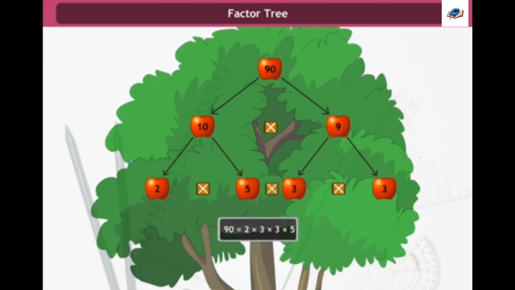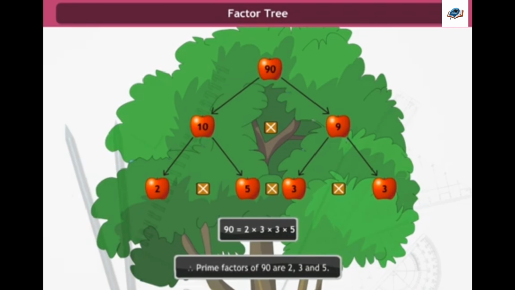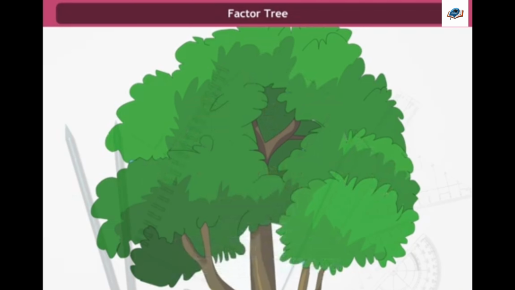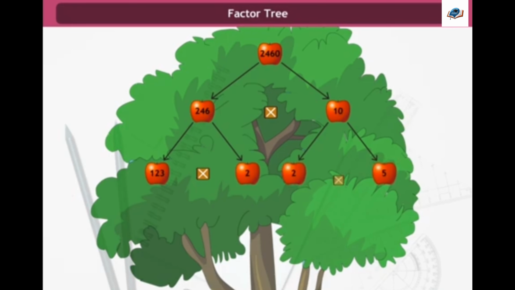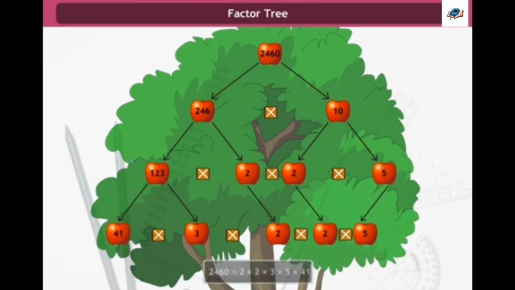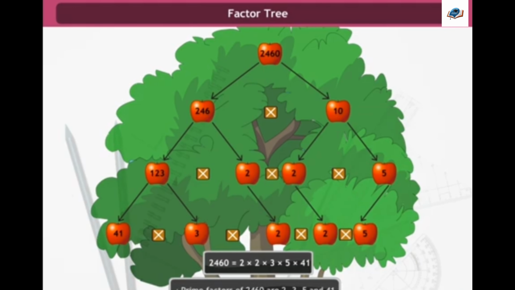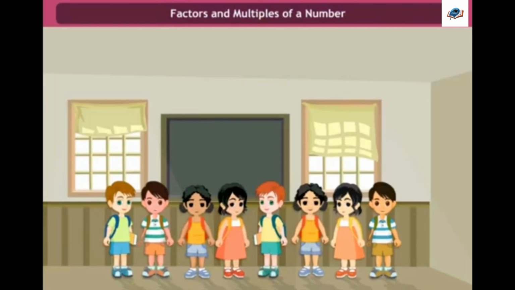We obtained a factor tree for 90. Also, the prime factorization of 90 is 2 into 3 into 3. Let us take another example. Consider the number 2460. Now we make a factor tree for it just as we made for 90 by breaking the number into its factors. We obtain the prime factorization of 2460 as 2 into 2 into 3 into 5 into 41.